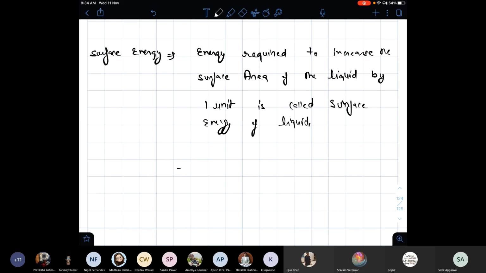This is force per unit length. Surface area will be joule per meter. Understood? Sorry, surface energy will be joule per meter. Any doubt in this?